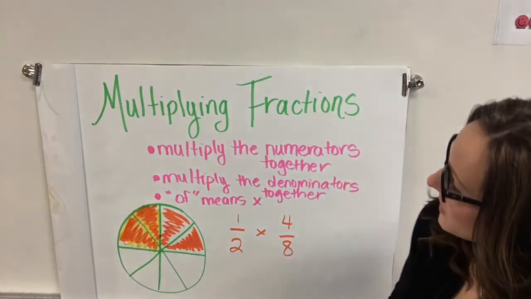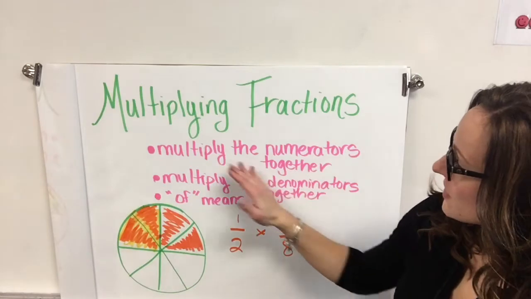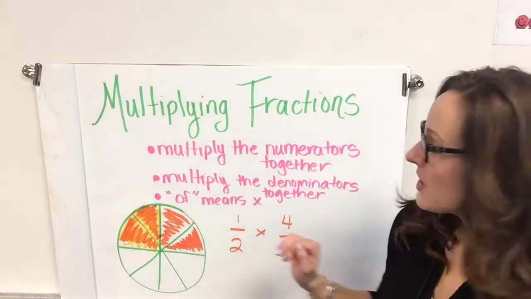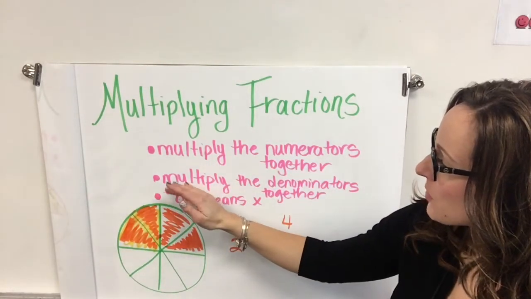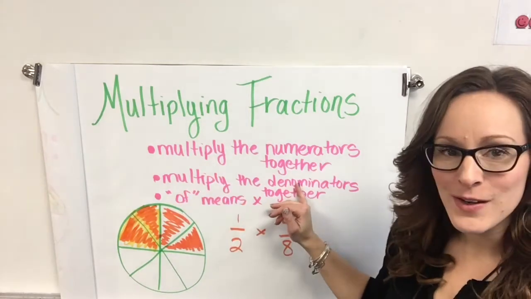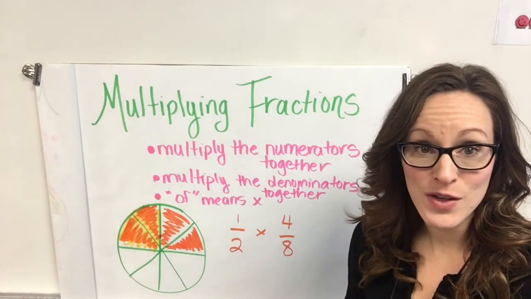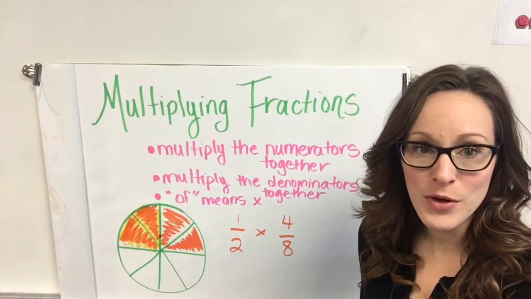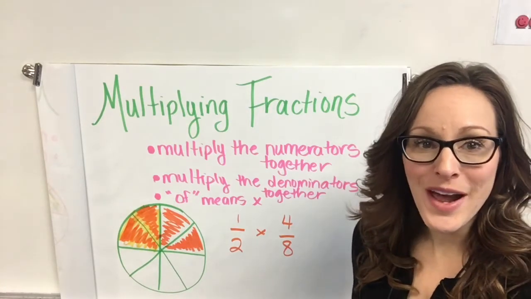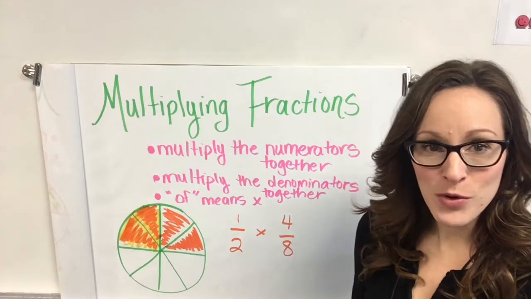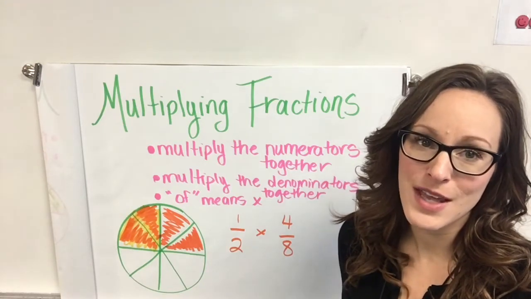The reason is because when we multiply fractions, we multiply the numerators together, but we also do the same operation and multiply the denominators together. So when we add and subtract fractions, we usually leave those denominators alone and just work with the numerators. But when we multiply, we actually multiply the numerators and the denominators together.